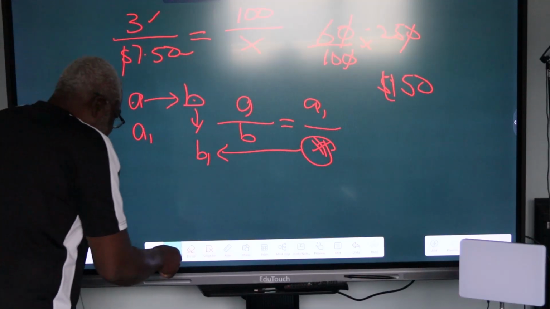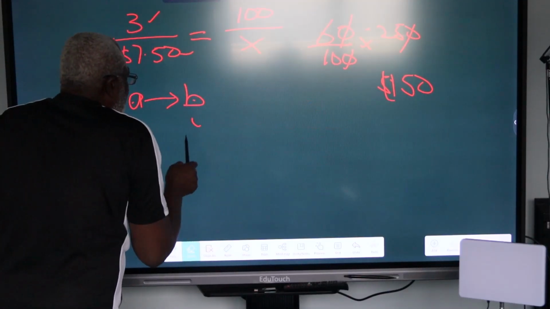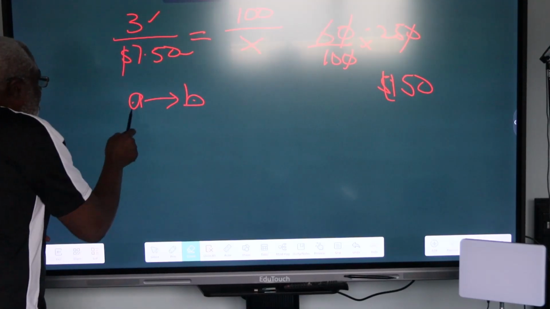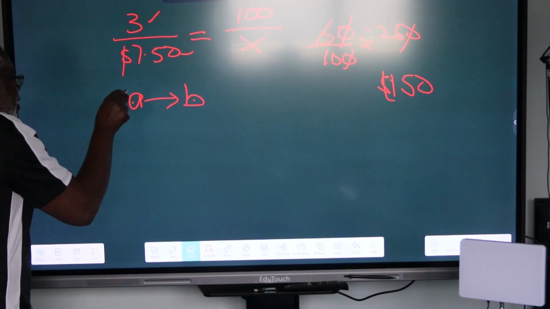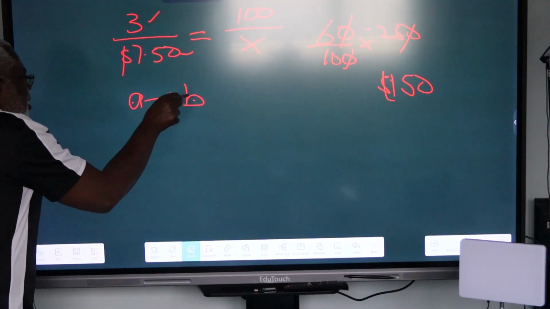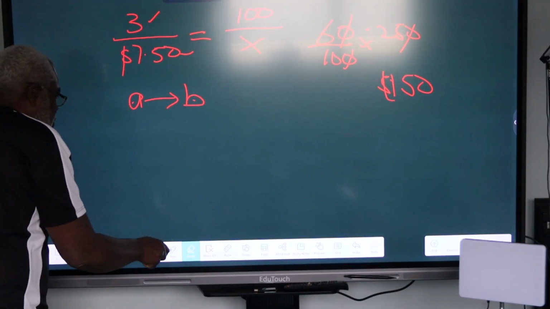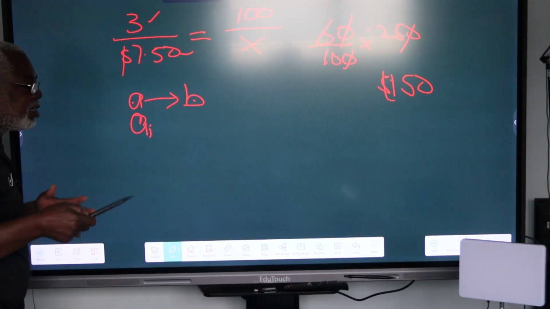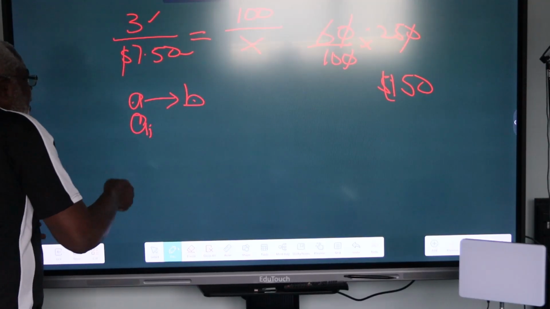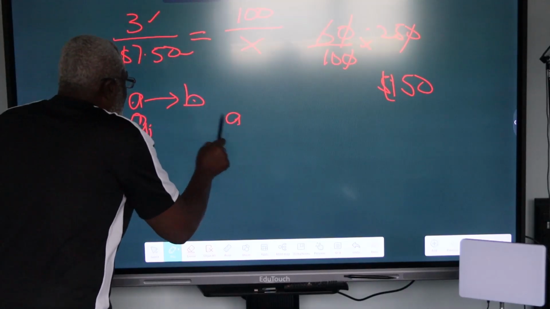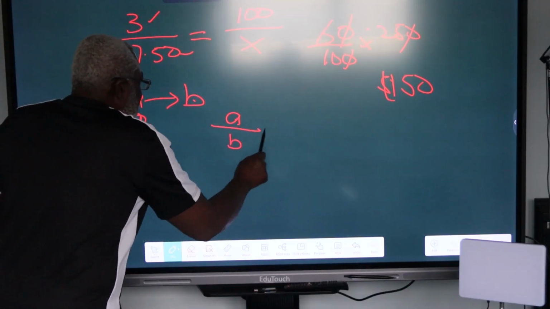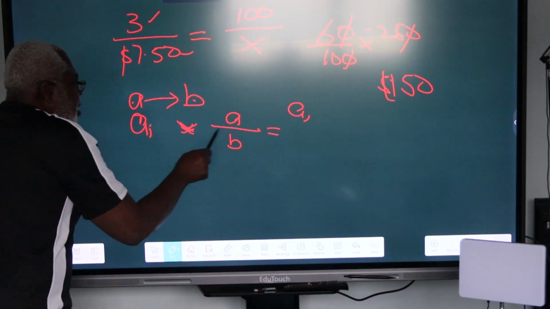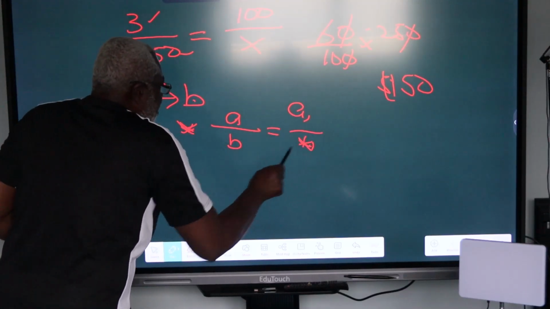So always try to turn your problem into such a situation. If I give you A, and I say when A is this amount, this is the amount of B. What happens to B when A becomes A1, when A increases or decreases to this? Then you can form a ratio. So A over B equals A1 over whatever B will be.